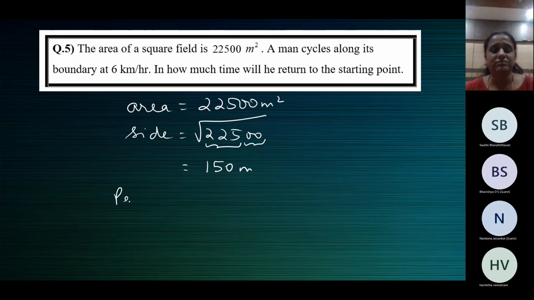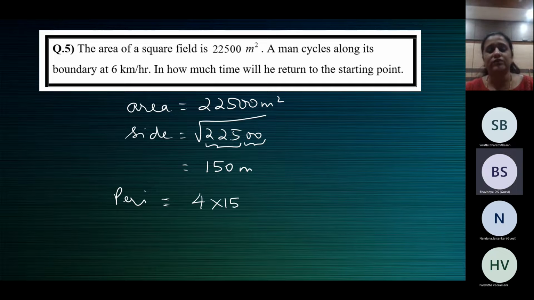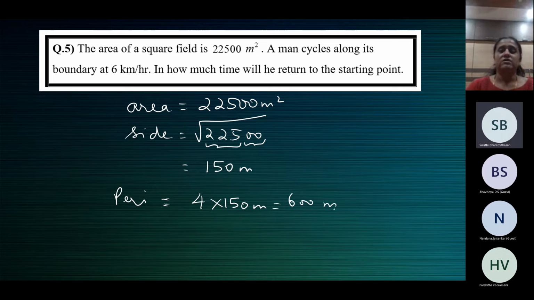What will be the perimeter? 4 into 150 meters. That is 600 meters is the perimeter. Okay. So a man cycles along its boundary at 6 kilometers per hour. In how much time will he return to the starting point?